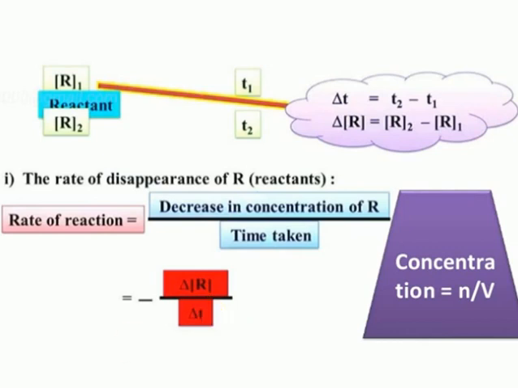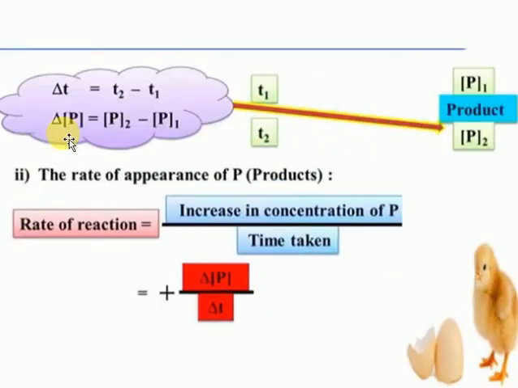The next thing to remember is that sometimes I will take pressure also. You can remember that concentration units we take as C, but we can take pressure also. So the initial pressure P1 changes to P2, and time T1 changes to T2. Consider the reactant converting to product.